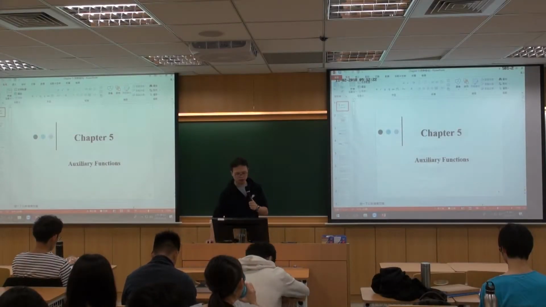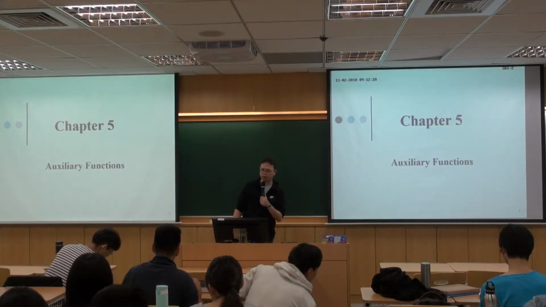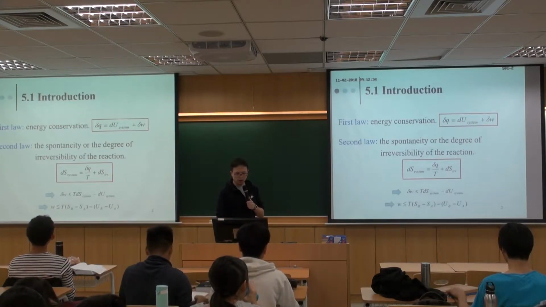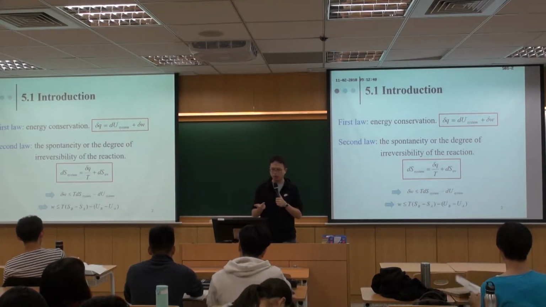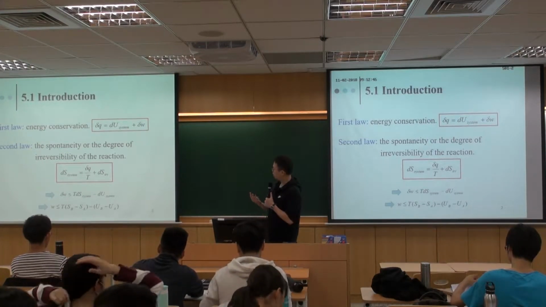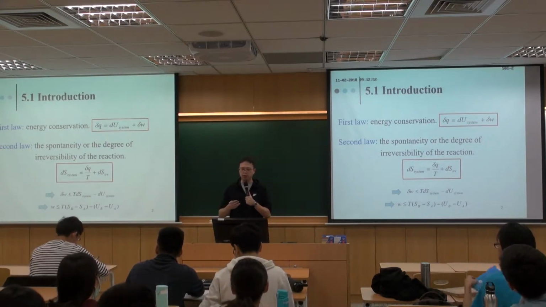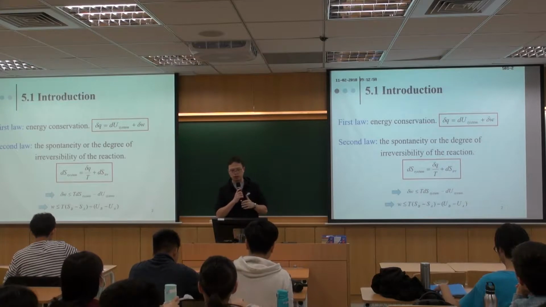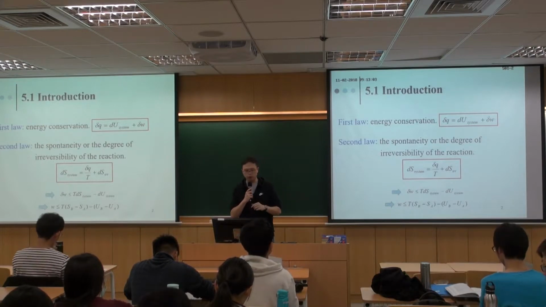So we're going to start chapter 5, which is auxiliary functions. Auxiliary functions are namely the internal energy, the enthalpy, Helmholtz free energy, and Gibbs free energy. These four energy terms. So basically, we'll go through the relations between all these four and their dependence on, for instance, volume, pressure, temperature, entropy.